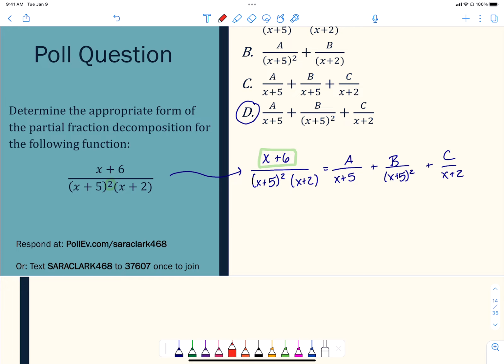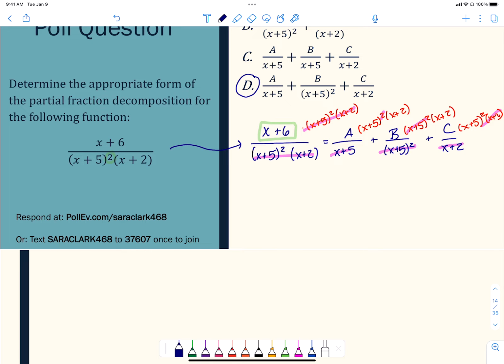Just like before, we are going to multiply each of our terms by our least common denominator, which is still just going to be x plus 5 squared times x plus 2. Everything should cancel out for us on our denominators, and it does. So now we have x plus 6 is equal to a times x plus 5 times x plus 2, b times x plus 2, and then c times x plus 5 squared.